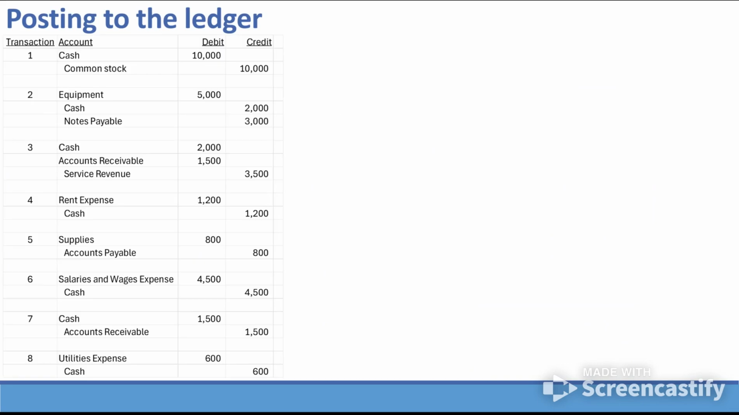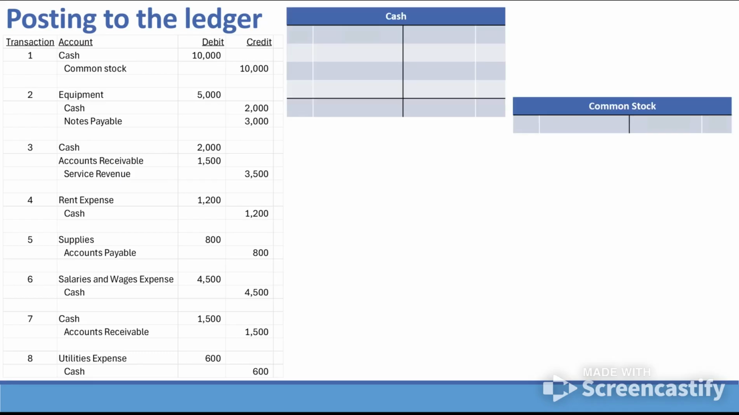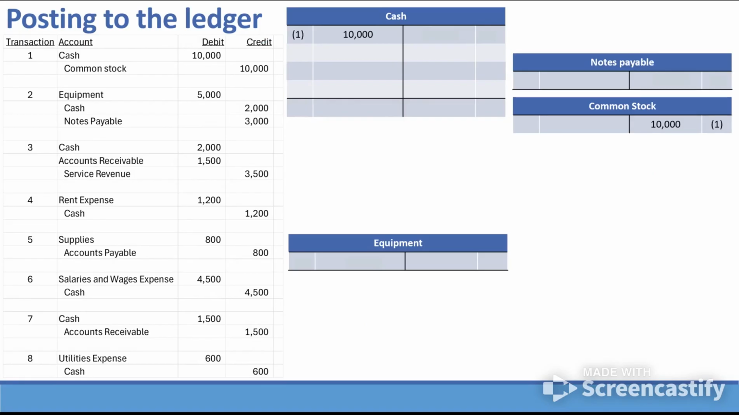Here's our transactions again. And our first one used 2 accounts, cash and common stock. So cash was debited, so we posted on the left side or debit side of the account. Common stock was credited, so it goes on the right side or credit side. Next, we move to our next transaction, which also includes equipment and notes payable, so we pull up our ledgers for those accounts as well. And we post, my equipment received a debit, my cash a credit, and notes payable a credit.